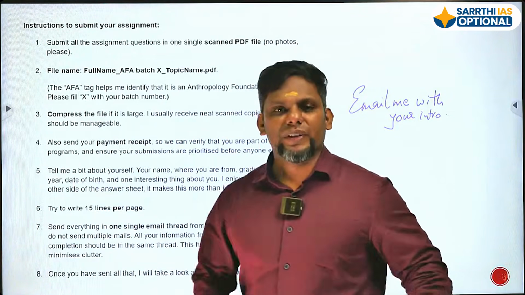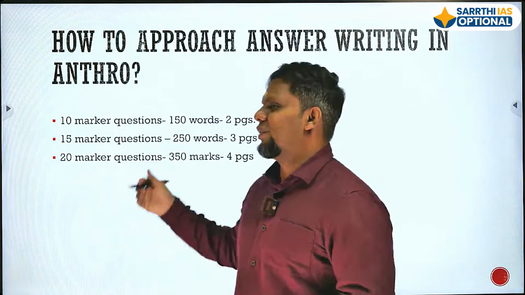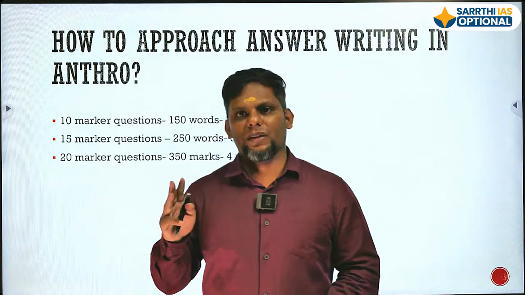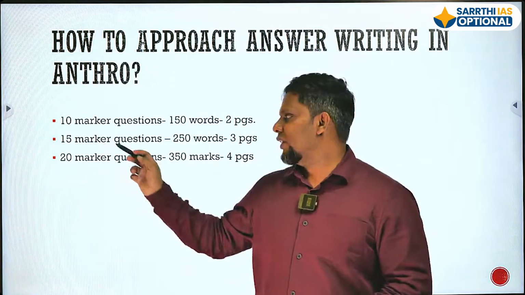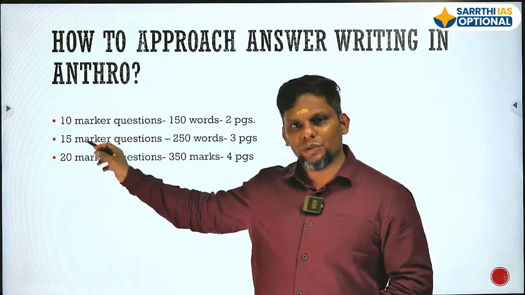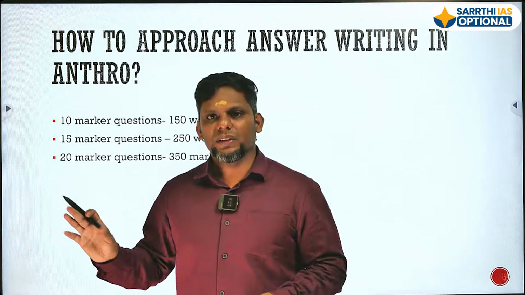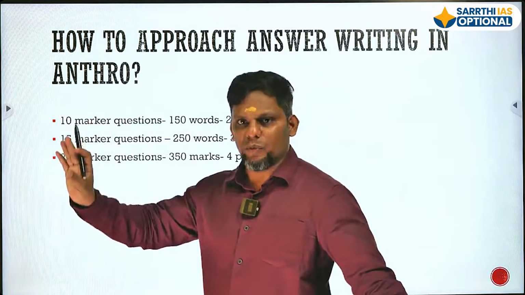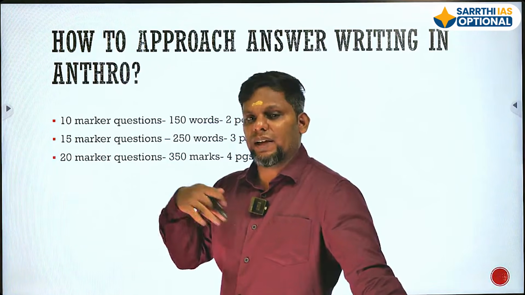When you're writing, it should be 15 lines per page. Again, those things I'll go through a little later. In the optional, if you look, there are only 3 different types of questions. There's the short answer question, a 10 marker, and the long answer question, which is a 15 marker. These 2 are there in your GS as well. Of course, the writing in GS and optional is very, very different. There they will tell you what to do. Anthro optional, what the scoring is and how to do it, I'll tell you.